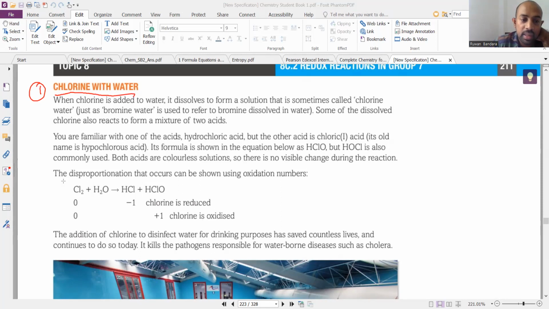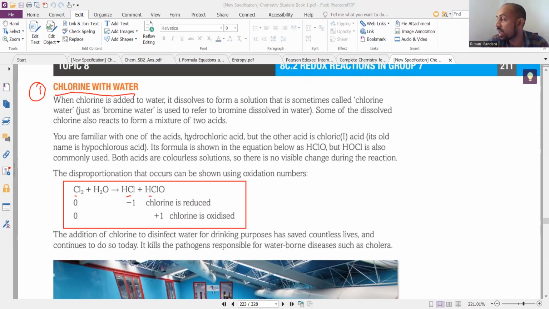This is the example. This is how you can identify whether the reaction is a disproportionation or not. Just check whether one element appears in 2 products. If so, you can check the oxidation numbers. So 0 to -1 is reduction, 0 to +1 is oxidation. This is a typical exam question they will usually ask. In this case, chlorine undergoes reduction as well as oxidation. You have to show the oxidation numbers and the change in the oxidation numbers as well.